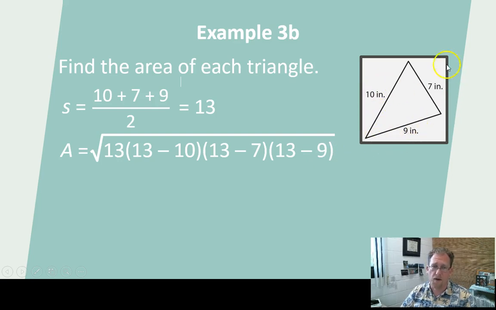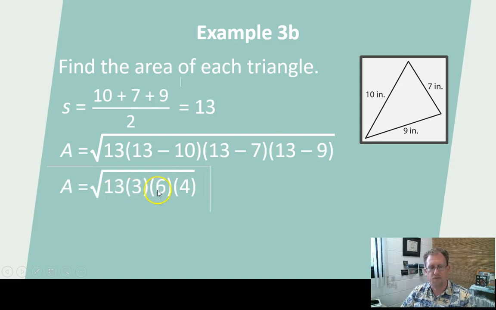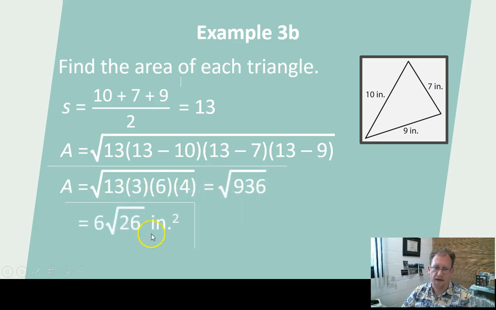And it doesn't matter, by the way, which one of these you call A, B, or C. It's just the semi-perimeter minus a side times the semi-perimeter minus a side times the semi-perimeter minus a side. Okay? Just make sure you use different sides. So 13 minus 10 is 3, 13 minus 7 is 6, and 13 minus 9 is 4. 13 times 3 times 6 times 4 is 936. Square root of that is 6 radical 26 square inches. You can always leave things as a simplified radical.